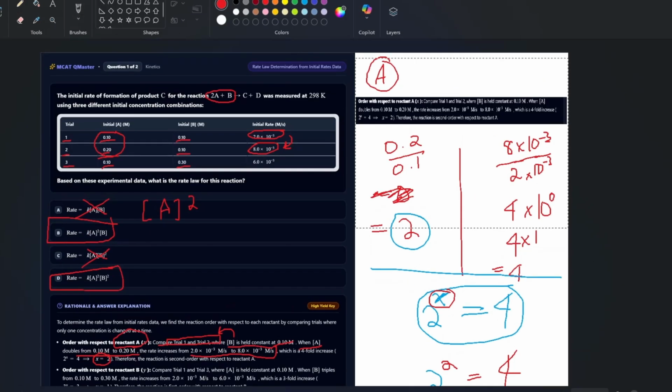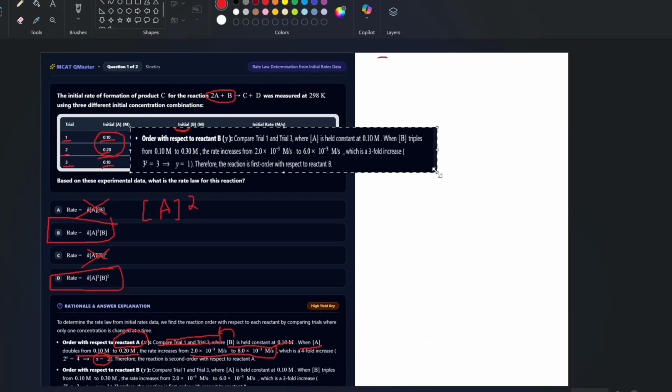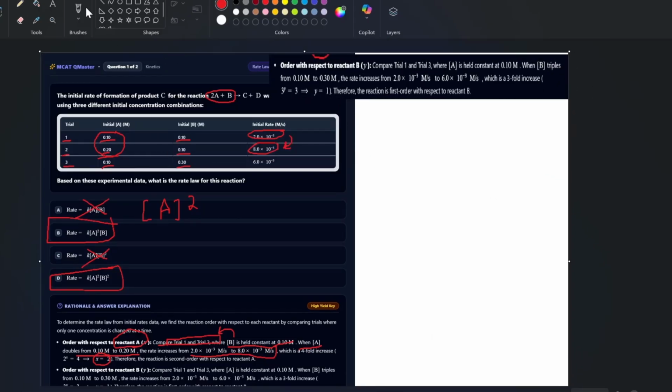So let's do that second. Now we're going to follow the solution because it was a good solution. With respect to B, they're going to compare trial 1 and 3. Okay, I'm comparing 1 and 3, sorry, not 2 and 3, because we want a constant, right? So nothing else is changing but B. A is not changing, 0.1 to 0.1. This one is 0.1, 0.3. And the rate goes from 2 times 10 to the negative 3 to 6 times 10 to the negative 3.